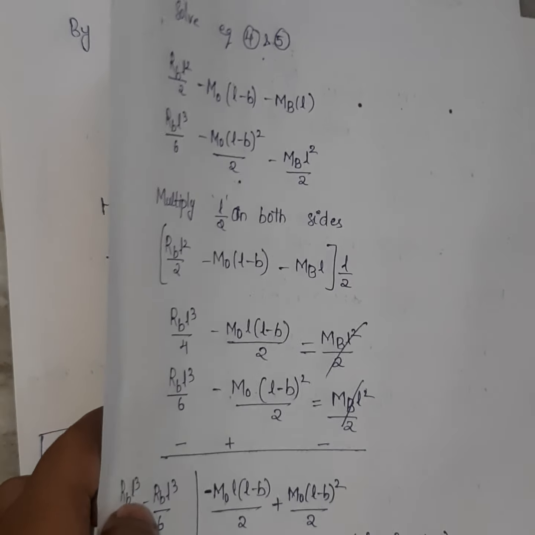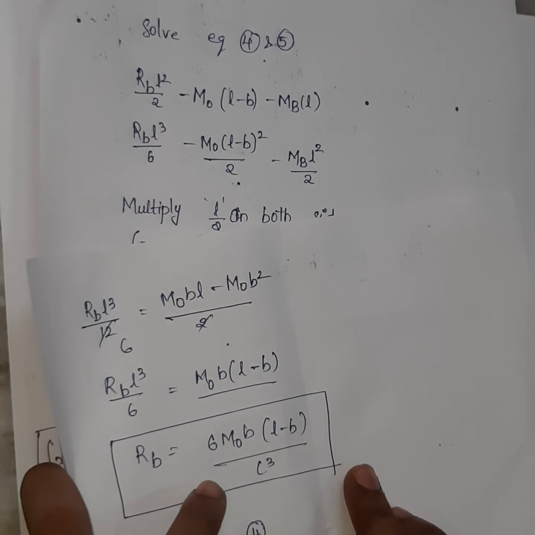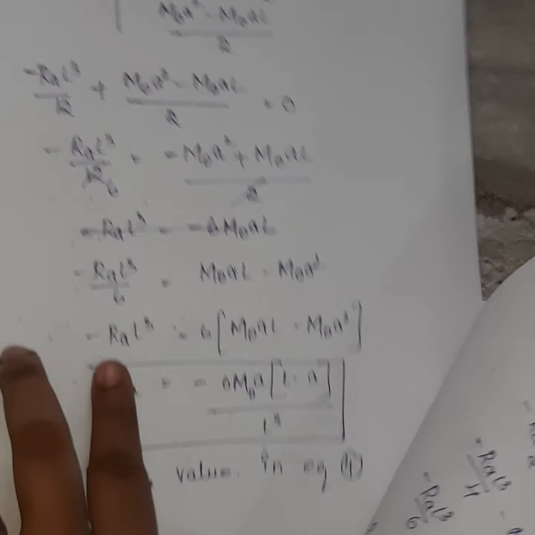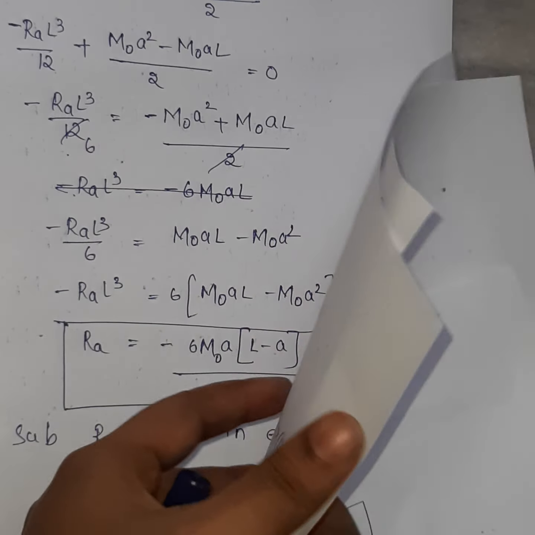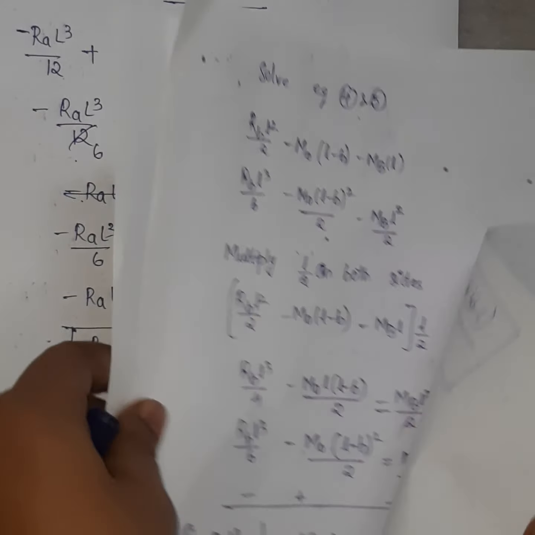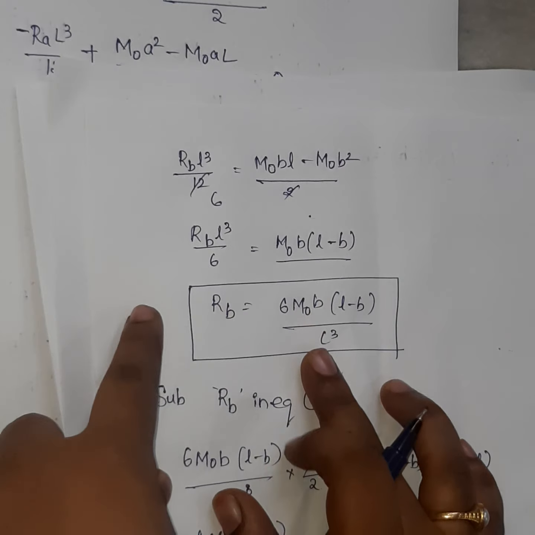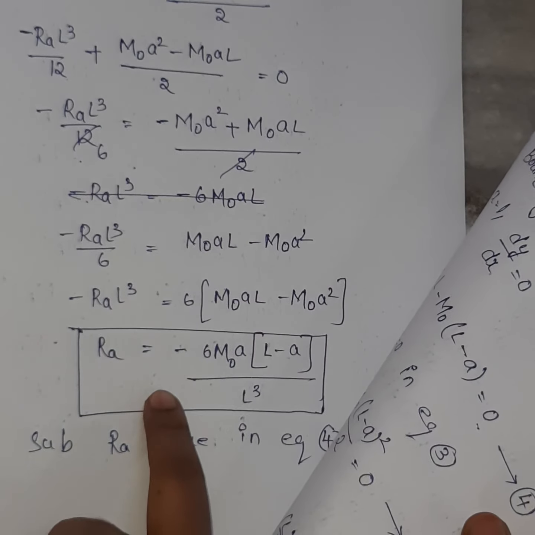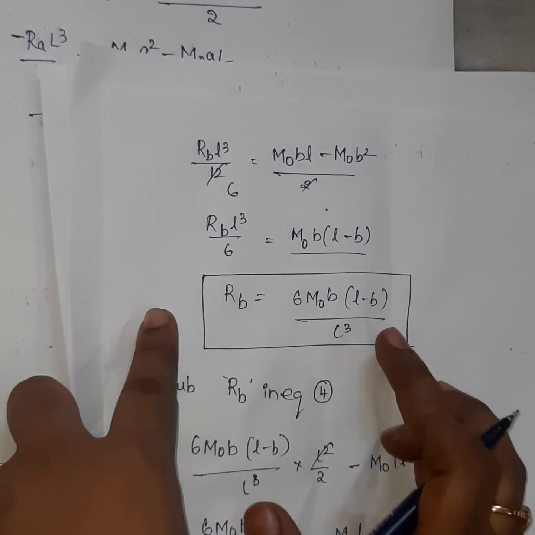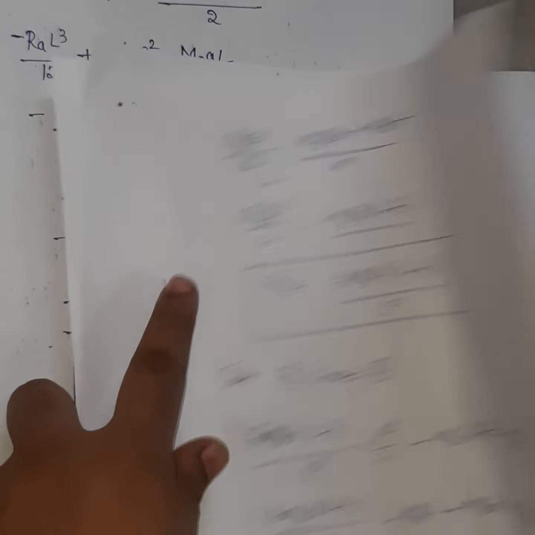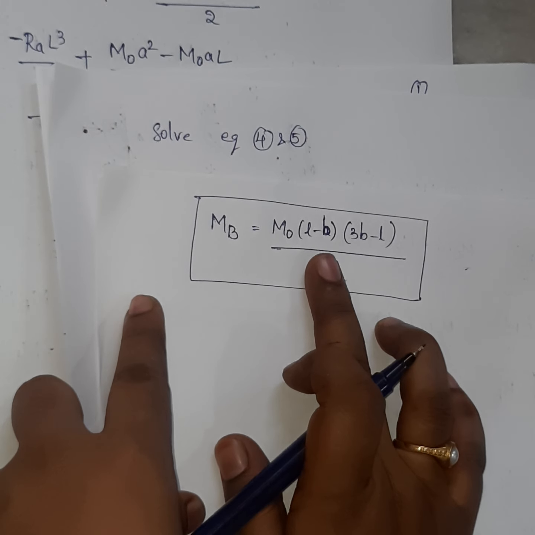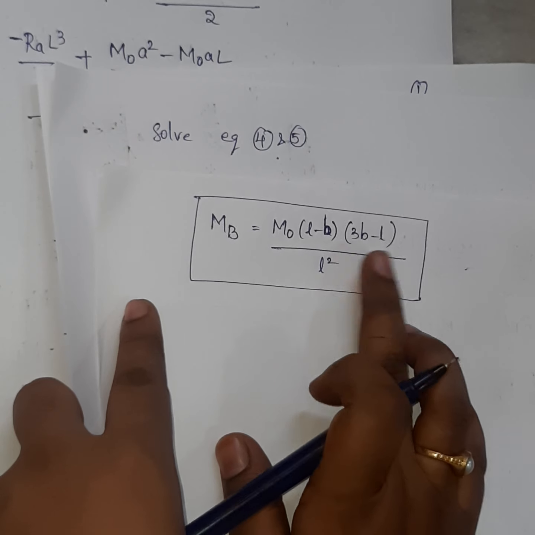see here, the RB value as 6 M naught a into (L minus a) by L cube. Only one difference: you will get RA as minus, because it is in the clockwise direction, minus into the multiplying factor. But here it is in the anti-clockwise direction, so minus into minus will be plus. So you will get RA as minus 6 M naught a into b by L cube. Similarly, if you substitute with the same process, you will get MB as M naught into (L minus b) into (3b minus L).